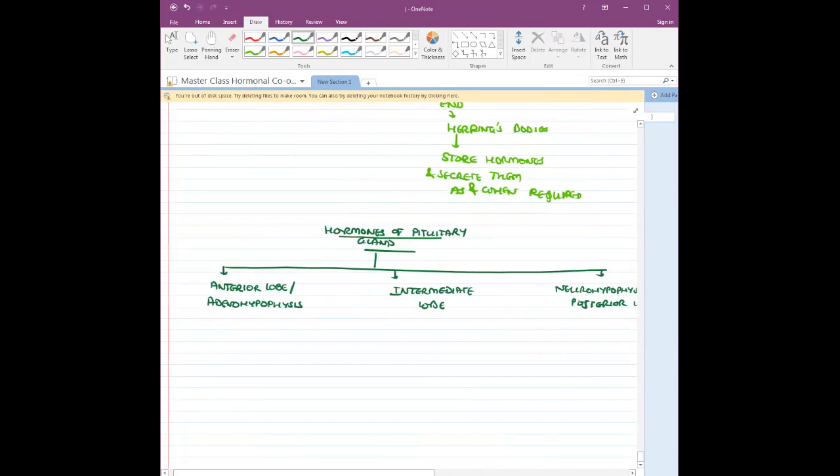Okay, so guys, first of all, when we talk about the anterior lobe, most of the hormones you're going to see coming from here only. For example, the first one is your growth hormone, whose other name is somatotropin. Next we have your thyroid stimulating hormone or thyrotropin. Third, we have adrenocorticotropic hormone, which we also call corticotropin.